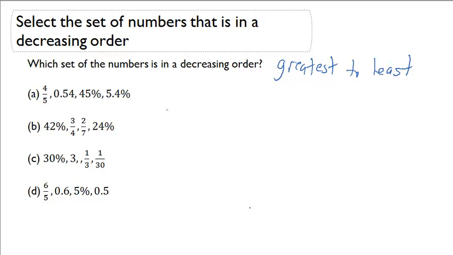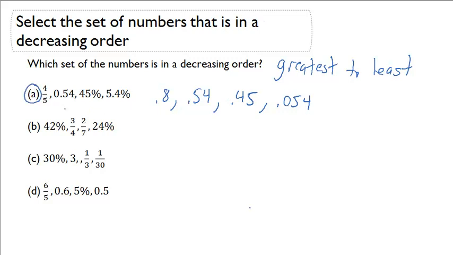And to do so, as I make my comparisons within each set, I really want to make sure that they're all in the same form. So 4 over 5 becomes 0.8. The next number, 0.54, stays as it is. The next number, 45%, I'll make as 0.45. And 5.4% becomes 0.054. Now, I can already see that these ones go from largest to smallest. And I can circle choice A.